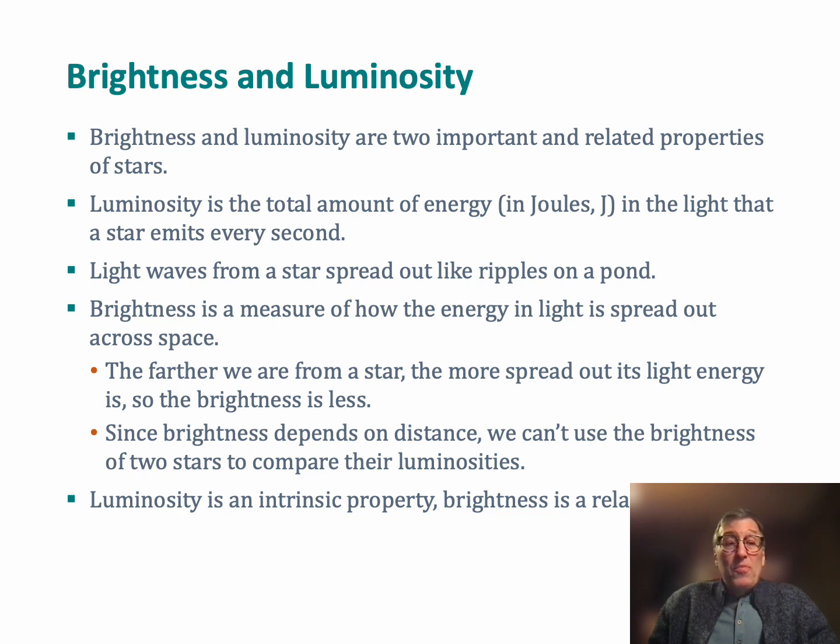As an example, if you have a flashlight, it's got a certain amount of light that it produces, and if it's right next to your eyeball, it's going to appear very bright, and if it's at the other end of a soccer field, then it's going to appear kind of dim. So the brightness varies, but the luminosity of that flashlight would be constant. So that's the difference between luminosity, which is intrinsic, and brightness, which is a relative property.